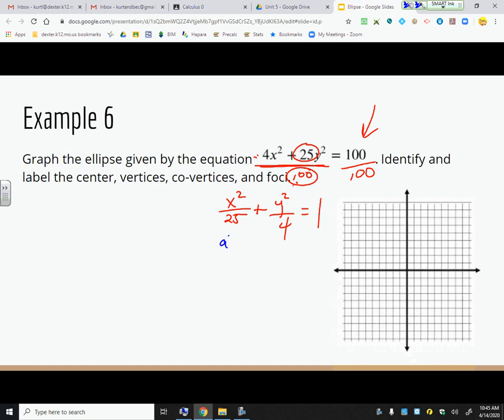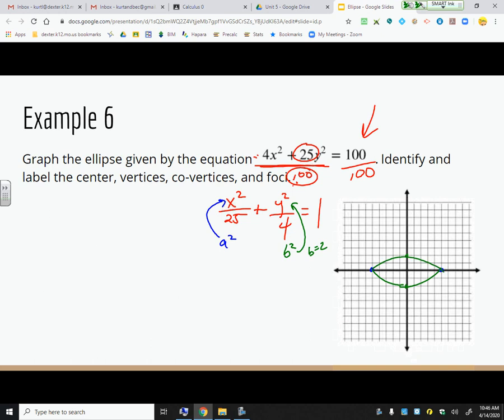Remember, my a is always bigger than my b in this case. Or you can just look at it and say, well, the a came out from underneath the x. So I'm going to go 1, 2, 3, 4, 5 in the x direction, both ways. b is actually equal to the square root of 4. I'm going to go 2 in the y direction, up and down. You've already got this much of your graph drawn.